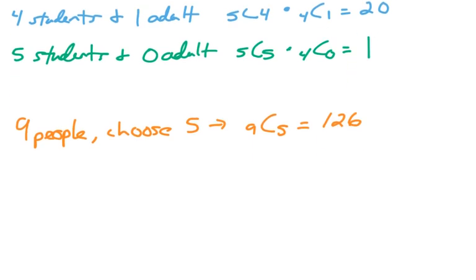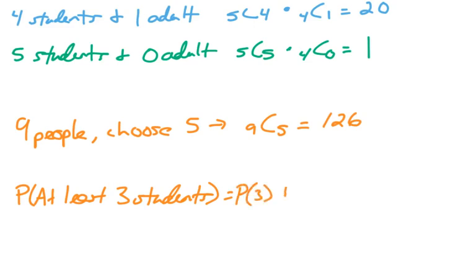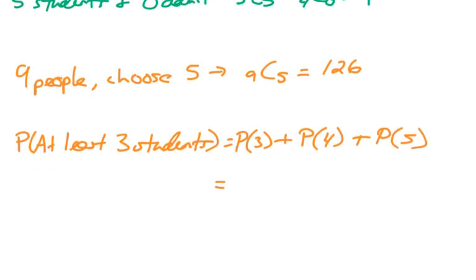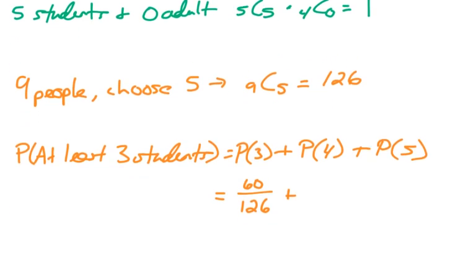We're going to do probability. Probability that we have at least 3 students is going to be equal to the probability that it is 3 plus the probability it is 4 plus the probability it is 5. And what that looks like, probability of 3, 3 students, 2 adults, there were 60 different ways, so we'd have 60 over 126, plus probability of 4. There were 20 ways to do 4 students, so 20 over 126, plus the ways we can do 5, that's just one way to do 5 students out of 126.